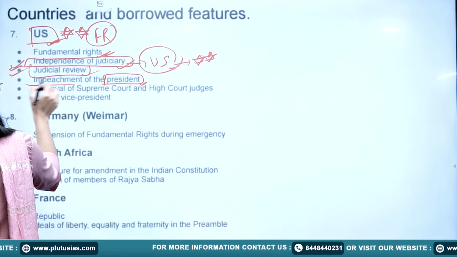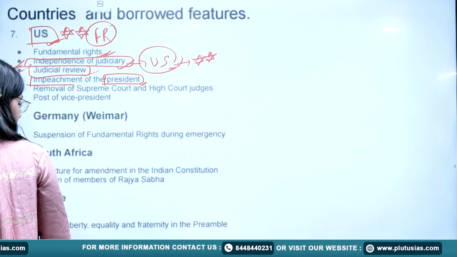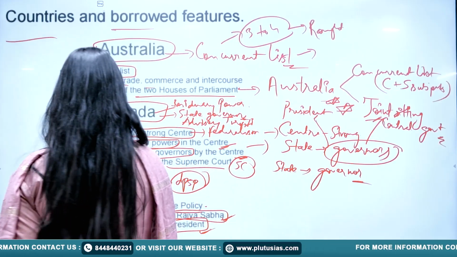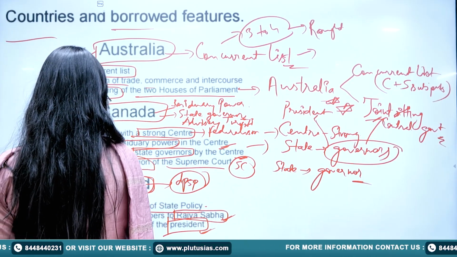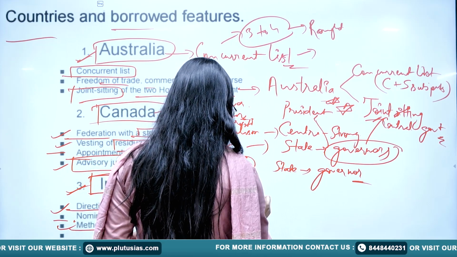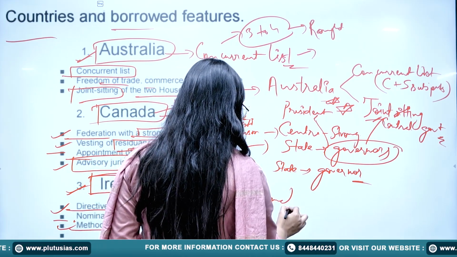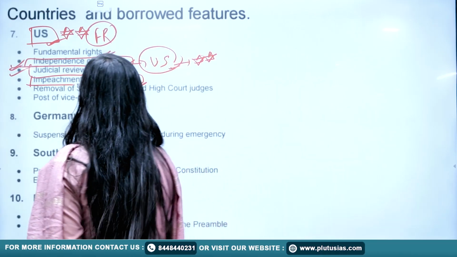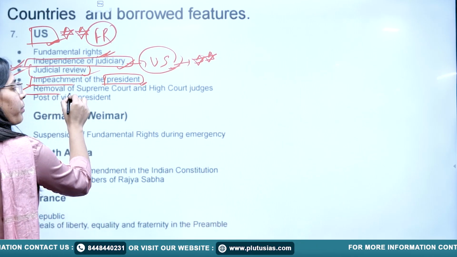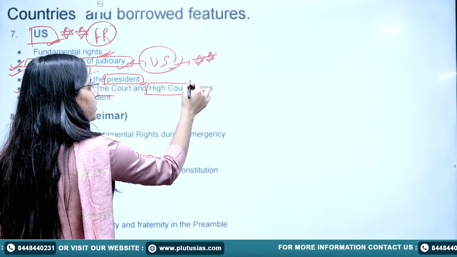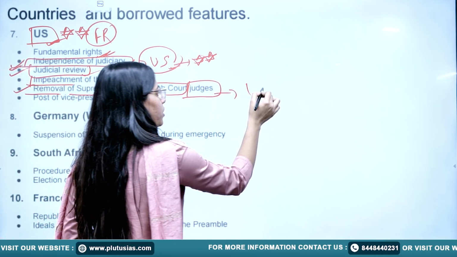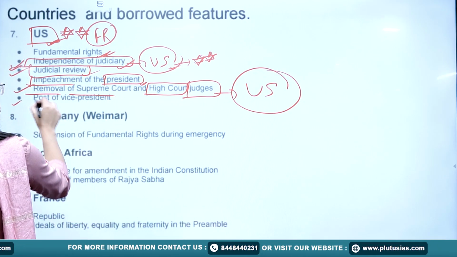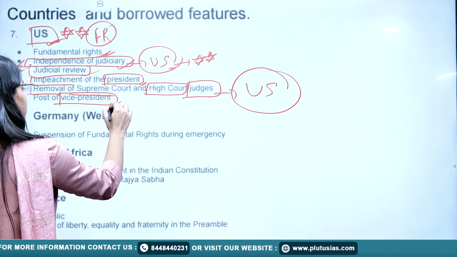The election of the president is taken from Ireland, and impeachment is taken from the US. After that, removal of Supreme Court and High Court judges. These powers are also taken from the US. We have incorporated US features here. The post of Vice President is also taken from the US.